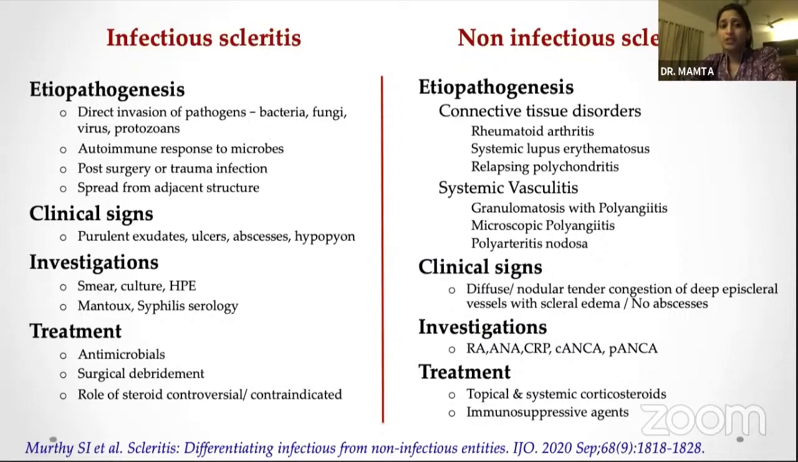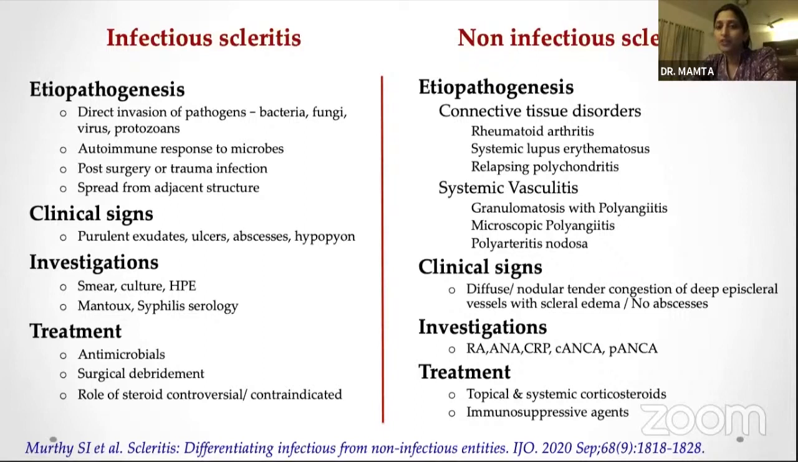And the investigations, again, as we discussed, are based on microbiological investigations. But in non-infectious scleritis, we need a detailed workup for rheumatoid arthritis and other connective tissue disorders. And treatment is entirely different. What we know is antimicrobials and surgical debridement in infectious scleritis. And the role of steroids is controversial, and rather contraindicated in fungus, atypical mycobacteria, and nocardia.